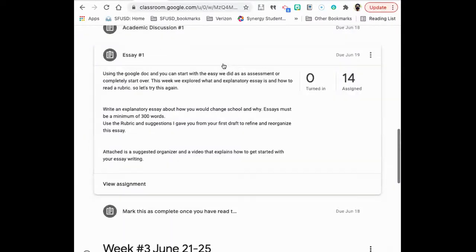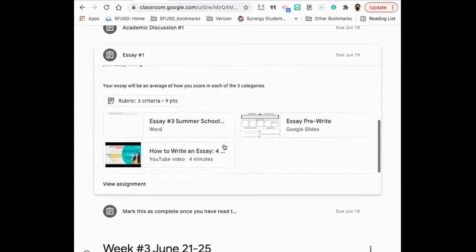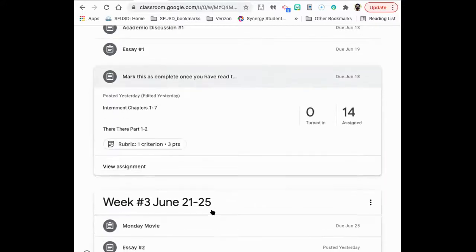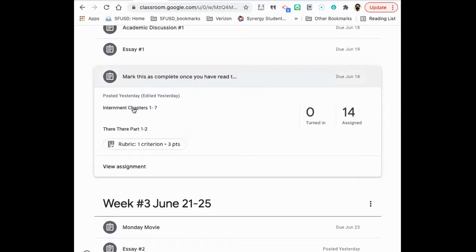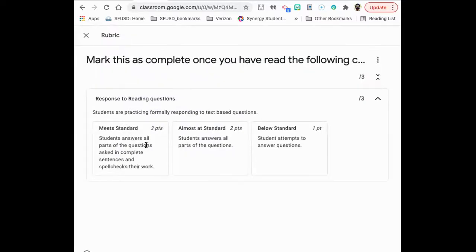But again, if you want to get through it and you know how to do it, you also have access to those. Every week, just so you can keep track, you've read 1 through 7 and part 1 and part 2, and you've done the questions. So again, this is how you're earning points.